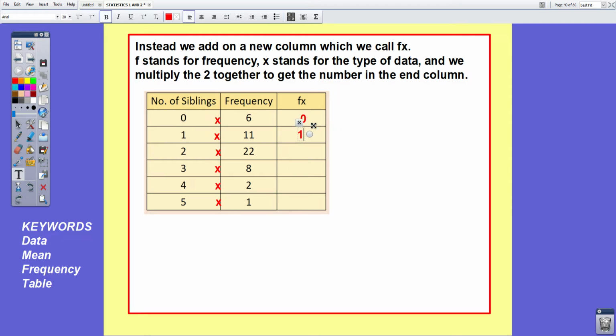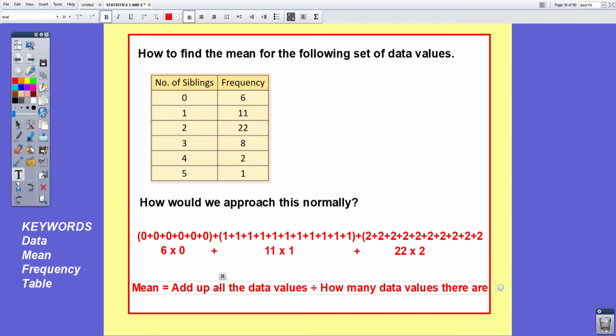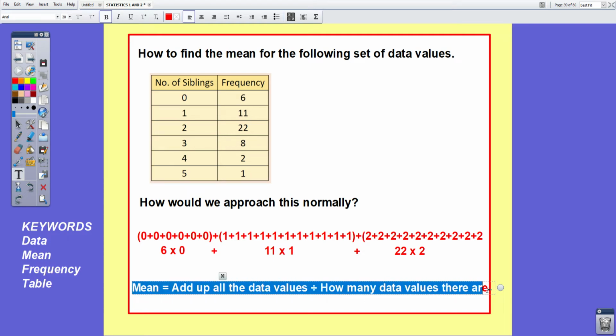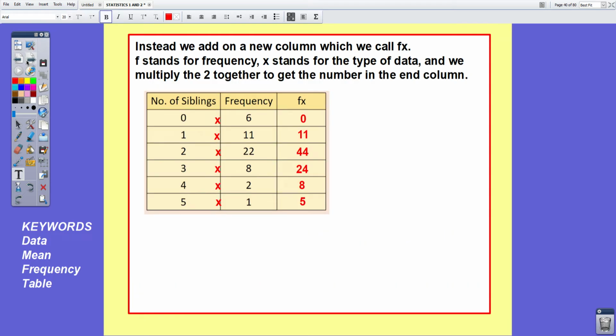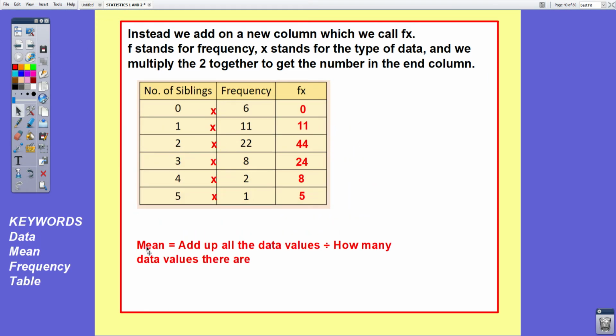1 times 11 is 11. 2 times 22 is 44. 3 times 8 is 24. 4 times 2 is 8. And the last one, 5 times 1 is 5. There we go. So that's our fx column completed. Now we know from our definition, let's just go back, let's just take a copy of this definition and paste it onto here. Let's move it down where we can see it a bit better.